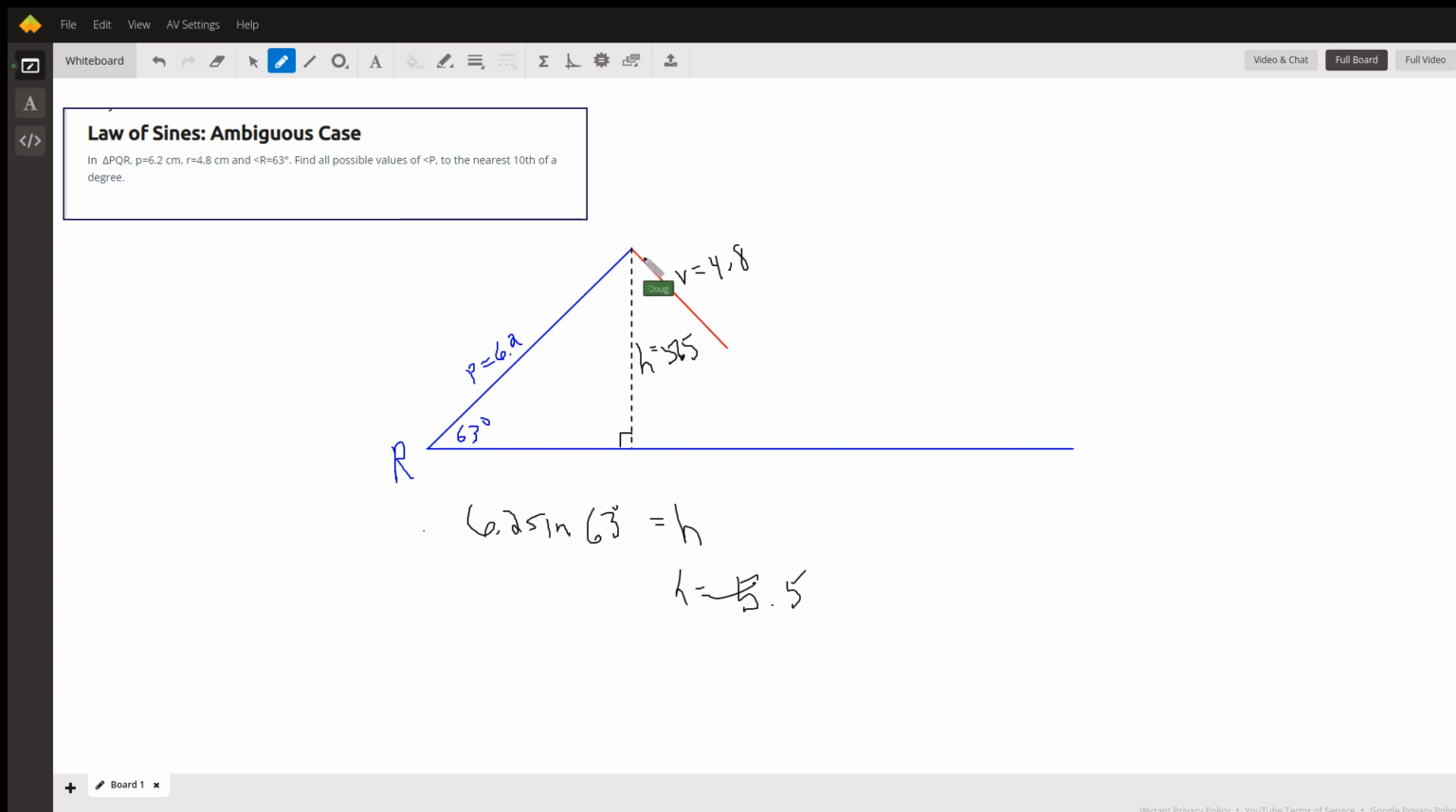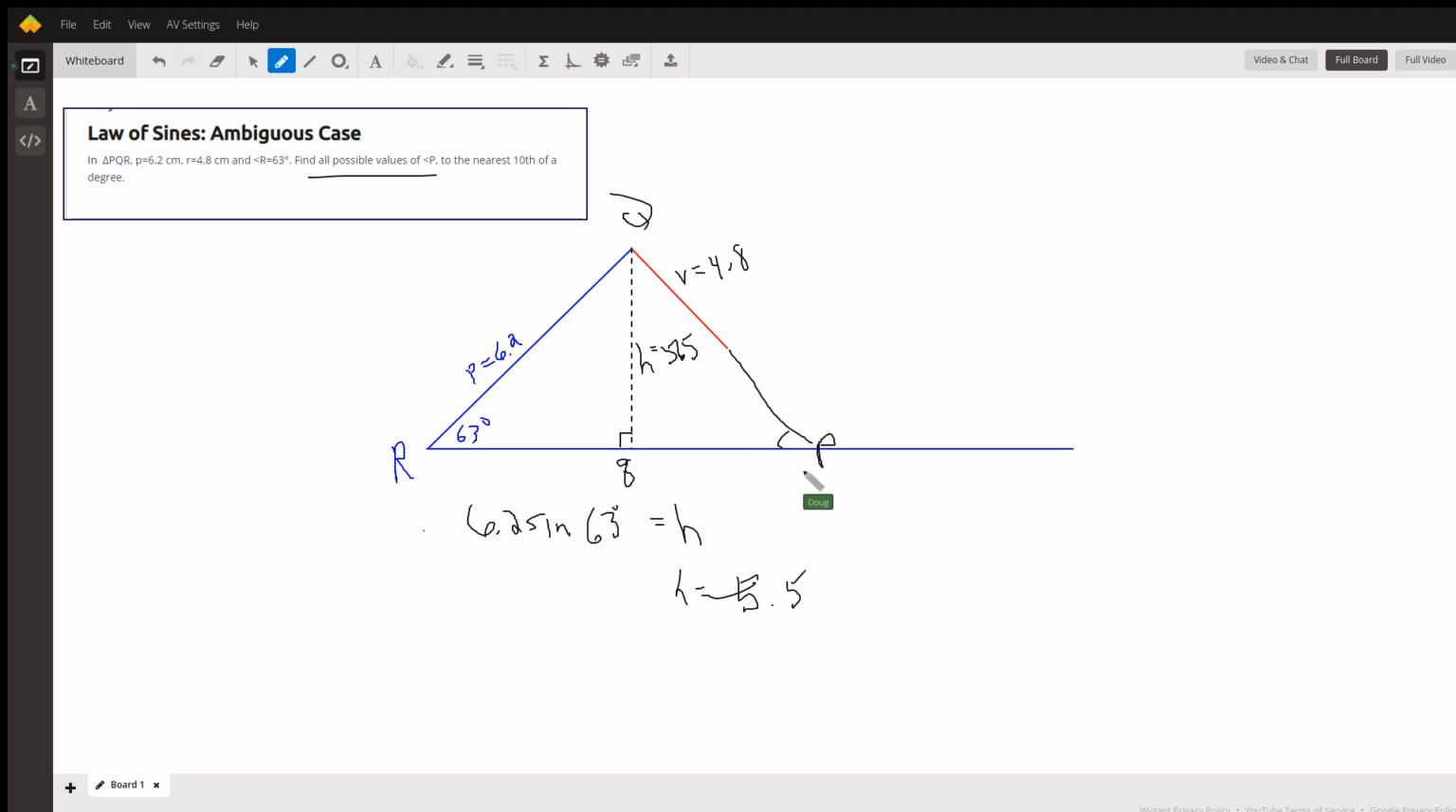Point is, this red side is not long enough to reach this side right here, which I guess would be side Q. So no triangle is possible. There are no values for angle P, which would be, if it did reach, this would be angle P right here. And this would be side, angle Q, this would be little q. And if it did reach, you'd have a triangle there.